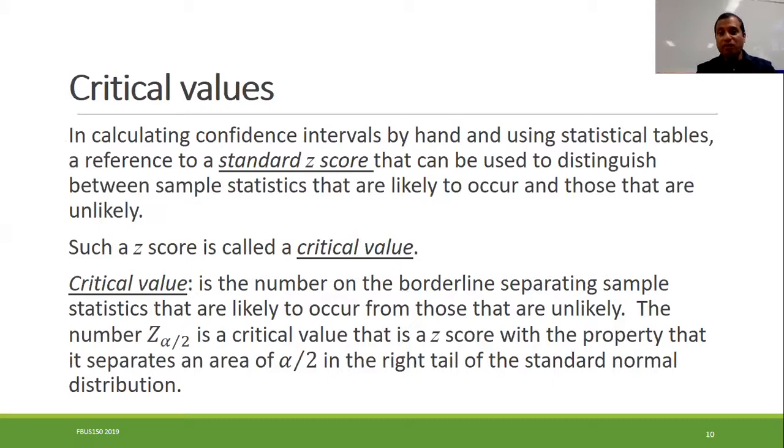So the critical values: in the bell curve, you have noticed that the critical values separate the region which is going to be accepted and which is not going to be accepted. We will find the critical value using the Z-score table. You are now familiar with the Z-score table.